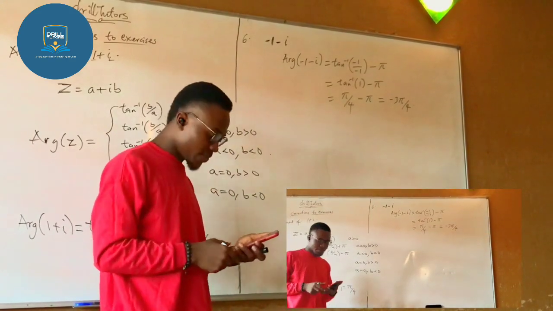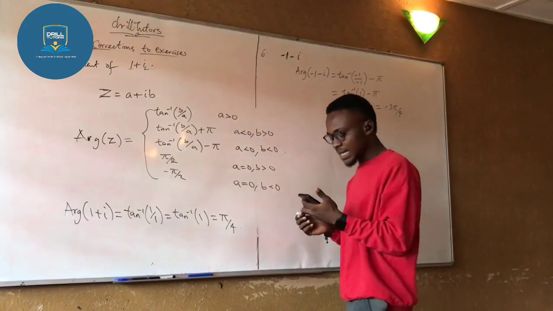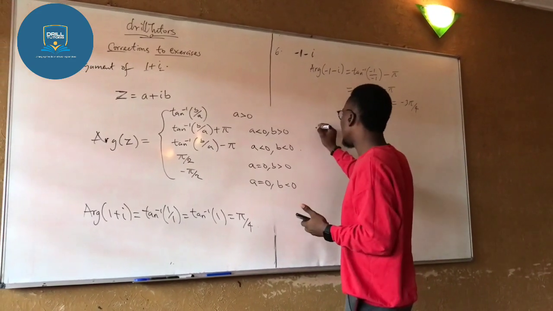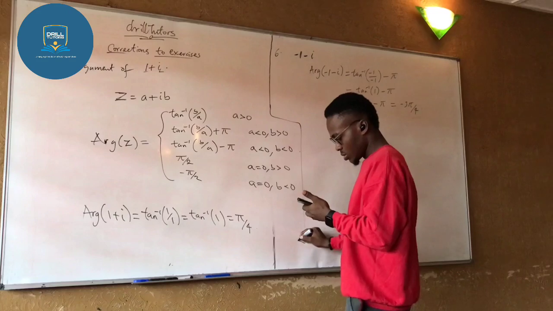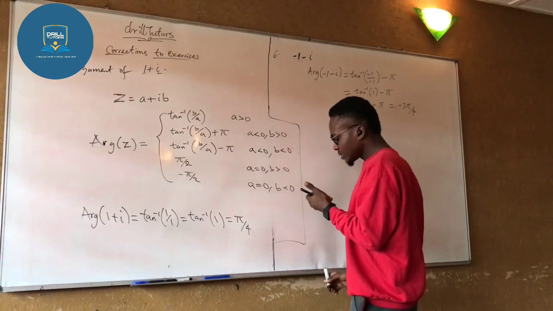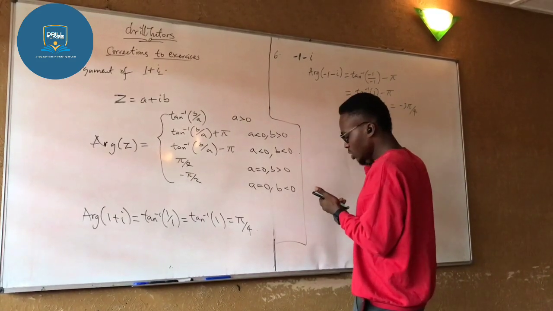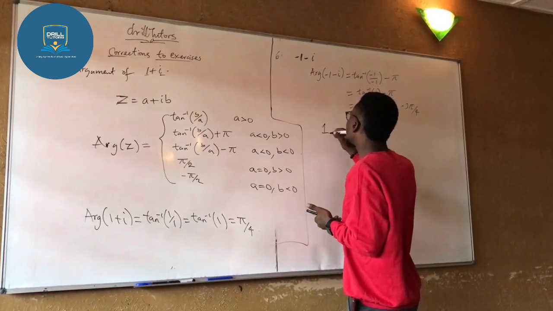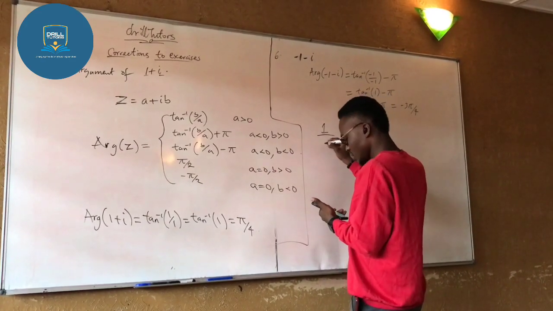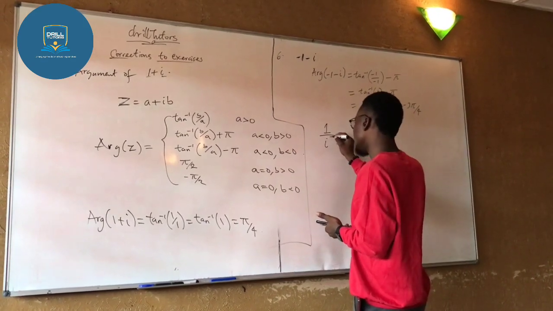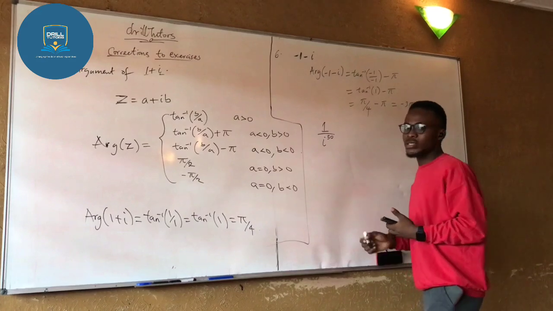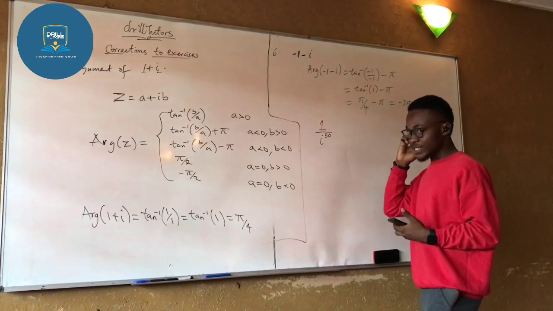Now to question 7. Question 7 says calculate the argument of 1 over i raised to the power 50. We want to evaluate the argument of what we have here. So how do we find the argument of this? Let me just quickly rephrase this.